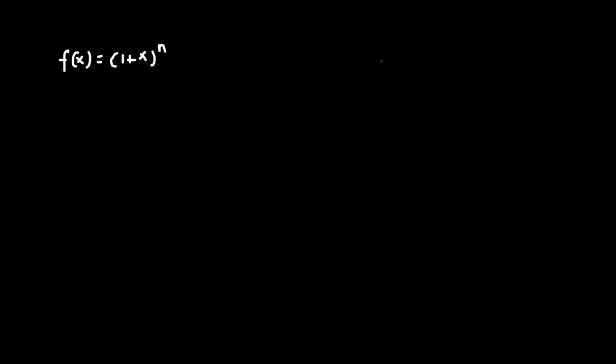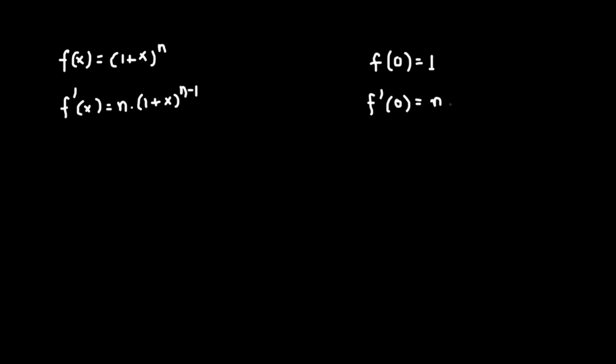So let us calculate the value of the function f(x) at x equals 0. That would give us simply 1. Now we find the derivative of the function. The first derivative will be equal to n times (1 plus x) raised to the power of n minus 1. Then we find the value of the derivative at x equals 0. That would be simply n times (1 plus 0), which is 1, and 1 raised to the power of n minus 1 gives us only 1.